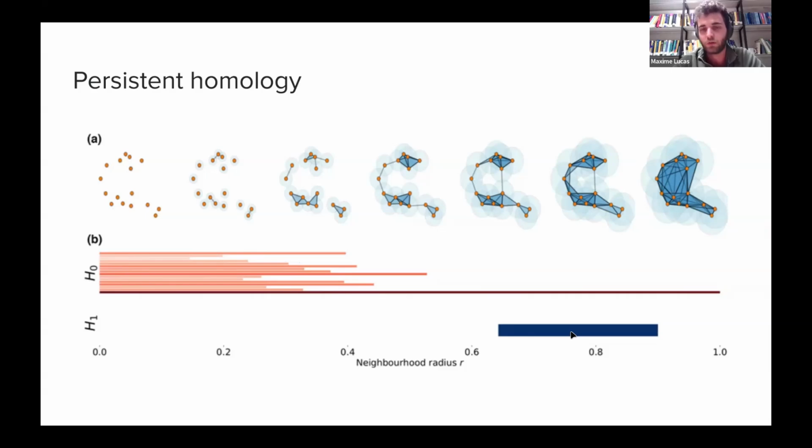H0 counts the number of connected components. H1 counts the number of cycles in this structure. So here you see we have 0 cycles, so at the beginning there's nothing happening here. And at some point, when we start connecting more points, I'm not going to define it formally, but you see that there's this closed cycle here in the structure. It starts here and it lasts until here, because afterwards for larger R, it disappears. There's no more cycle. So we will look at connected components, H0, and we will look at cycles, H1, of the dynamical attractors.